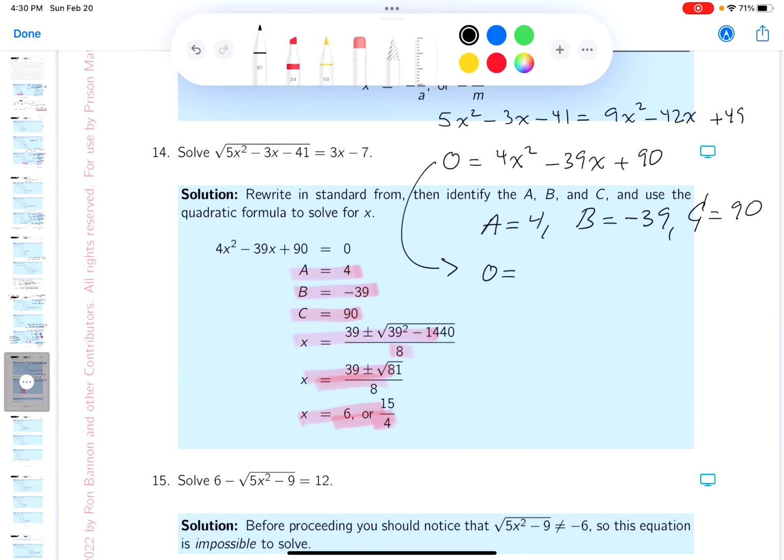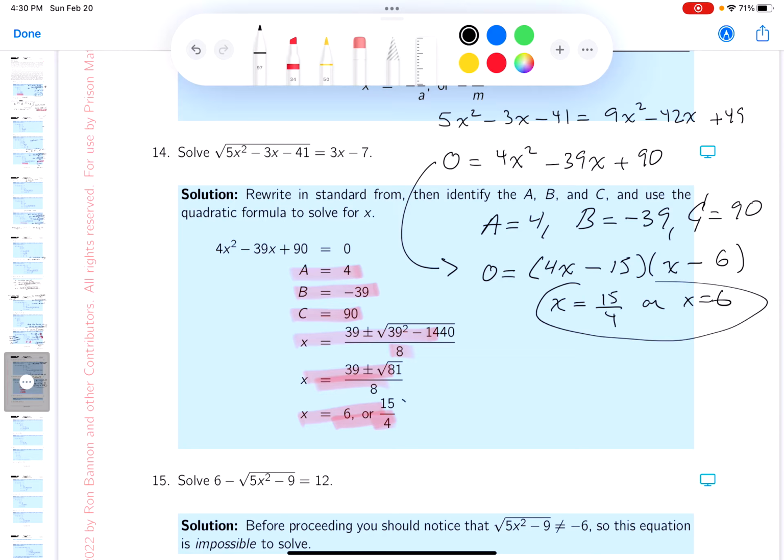So it's 0, and I'm going to factor it. And I think it factors pretty nicely, by the way. I'm going to say 4x and x, and I'm going to say 6 and 15. Whatever I say, I want to check it, though. So 4x times x is 4x squared. Then you get minus 24 minus 15, which is minus 39. And minus 15 times minus 6 is plus 90. And the answer is pretty simple to look at. It's 15 quarters, or x is equal to 6.